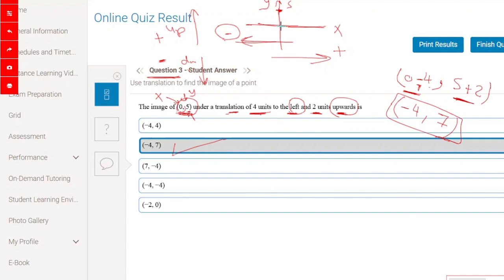Here the first point is (0, 5), right? Now we need to translate 4 units to the left, so it means that x would be moved to the left. The x is 0, so we'll move minus 1, minus 2, minus 3, minus 4. So this is the point. But you have to also move 2 units upwards. That means this point will go upwards 2 units. So it will be 7, because here it's 5. Okay?